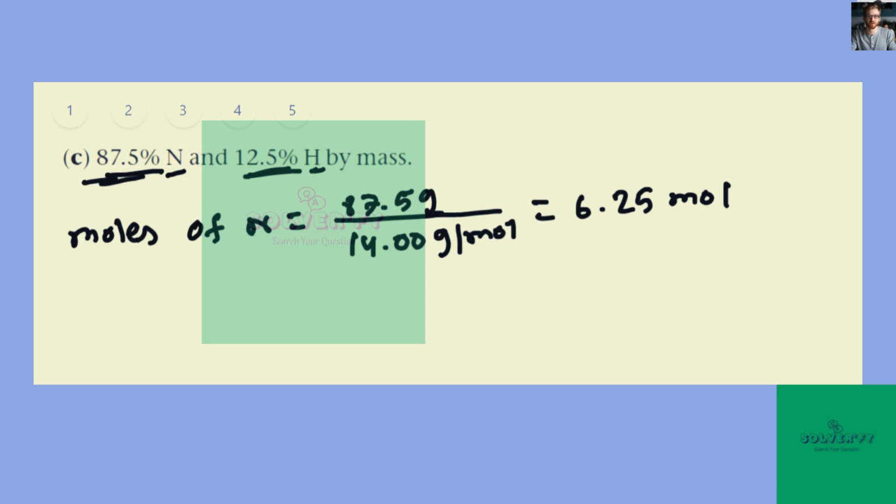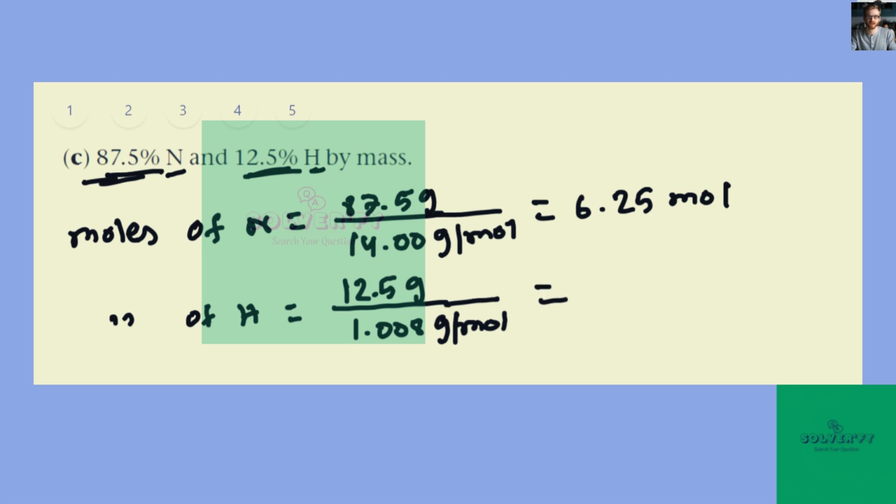So this is the number of moles of nitrogen. Now we will find the number of moles of hydrogen. The mass of hydrogen is 12.5 gram, and the molar mass of hydrogen is 1.008 gram per mole. This will give us a value of 12.40 mole. So this is the number of moles of hydrogen. Now we have to divide the number of moles by the smallest value, and the smallest value is 6.25.